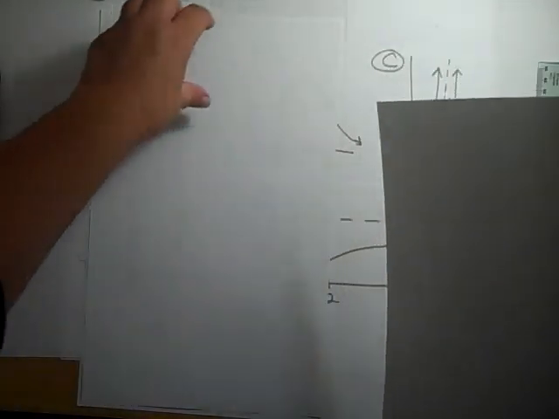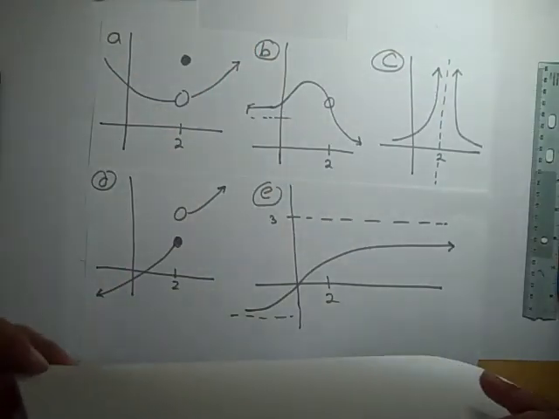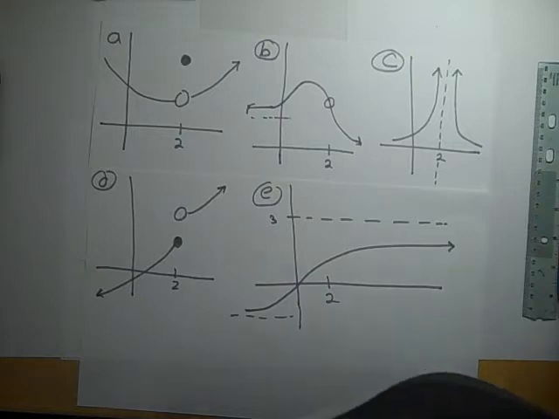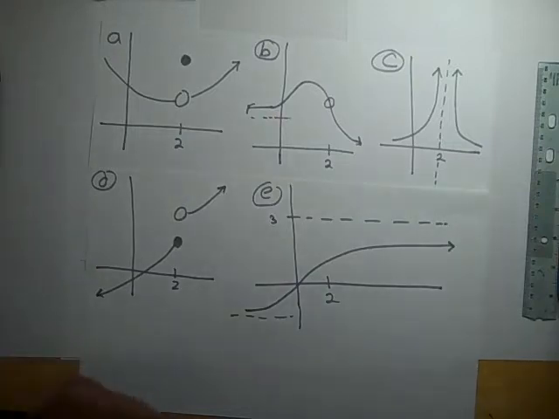Okay, let's look at number 2. Numbers 2 through 7 use a lot of graphs that are on your worksheet, and I reproduced them here with Sharpie, and I'll talk you through them. Number 2 asks, for which graphs is f of 2 defined?